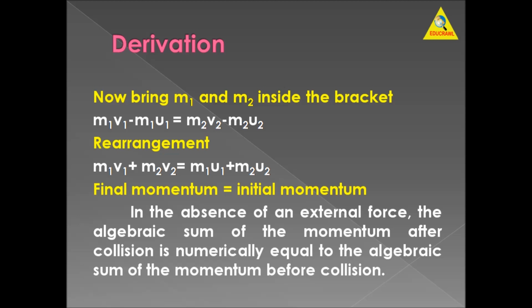This expression, that is m1 v1 plus m2 v2, refers to the final momentum, since v1 and v2 represent the final velocity. Similarly, the expression m1 u1 plus m2 u2 represents the initial momentum, since u1 and u2 represent the initial velocity. So finally, we have arrived at the expression: final momentum is equal to initial momentum.